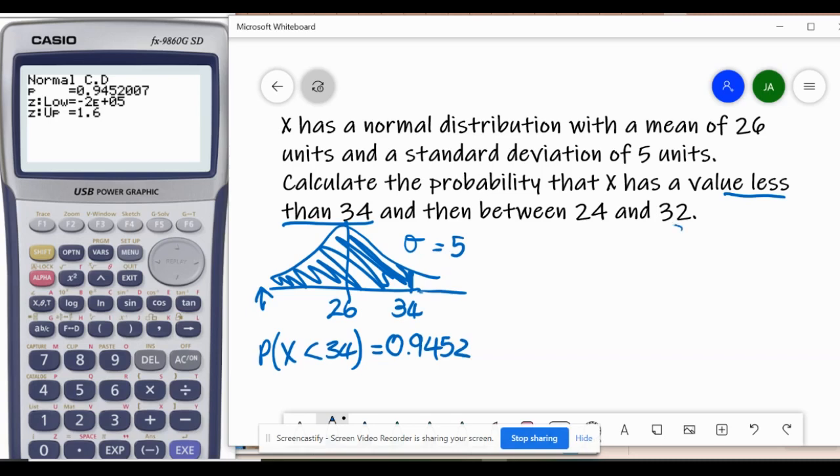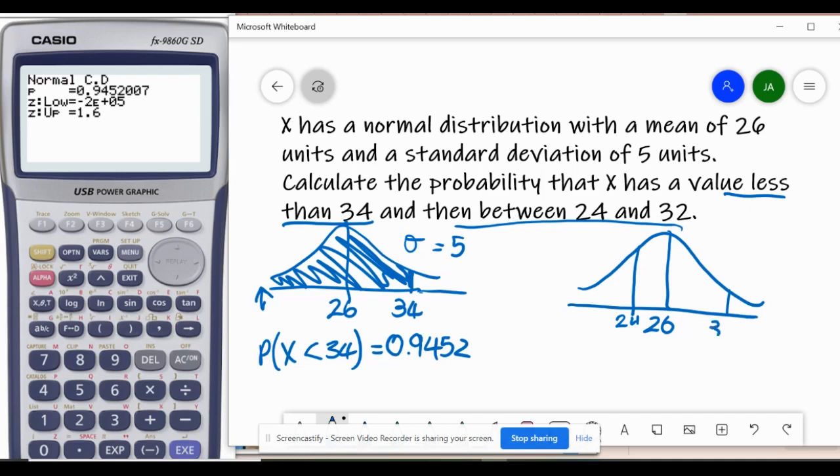Okay, then we're going to do one between 24 and 32. So again, draw our diagram: 26 is in the middle, and we're going between 24 and 32.